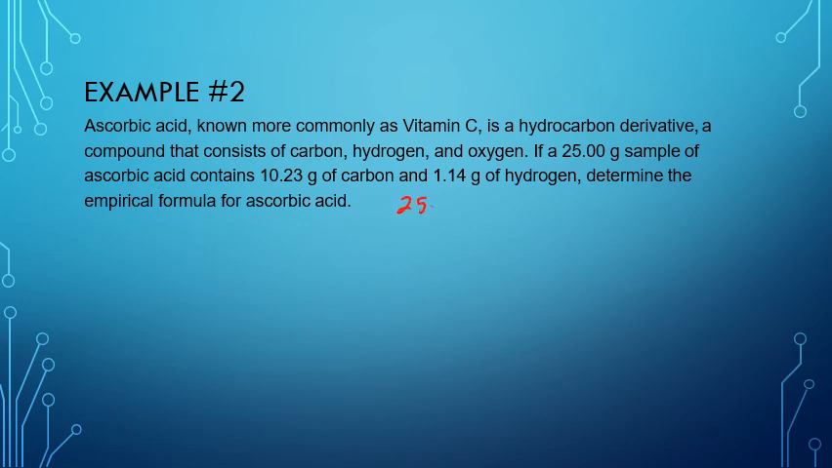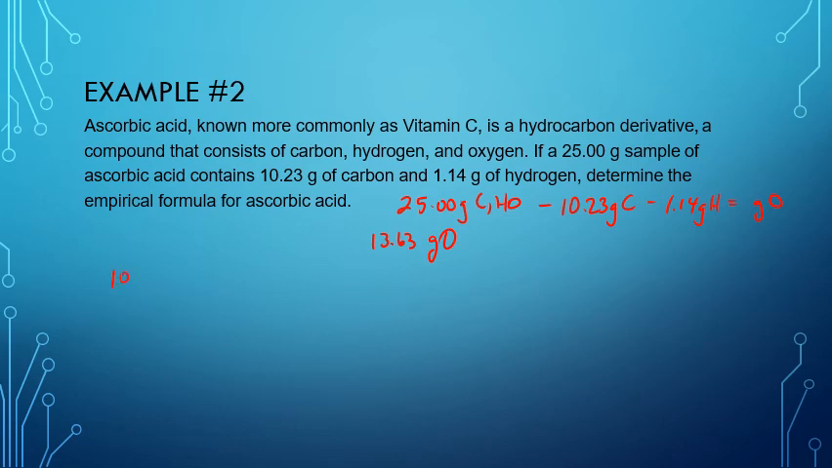So I'm going to take the 25.00 grams of the CHO compound and subtract off 10.23 for my grams of carbon and 1.14 for the grams of hydrogen to equal my grams of oxygen. So I know when I do this, my grams of oxygen will be 13.63 grams. So I now have my starting masses for each of my elements, so I can begin the process.